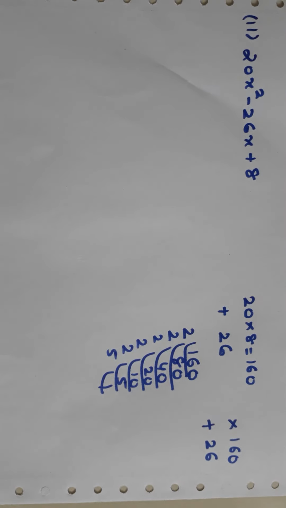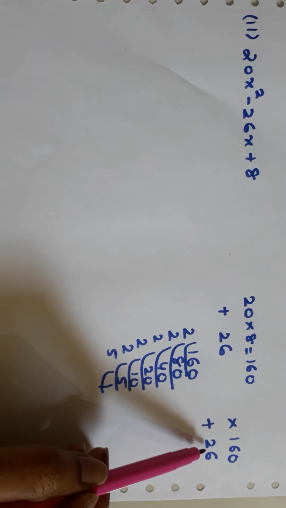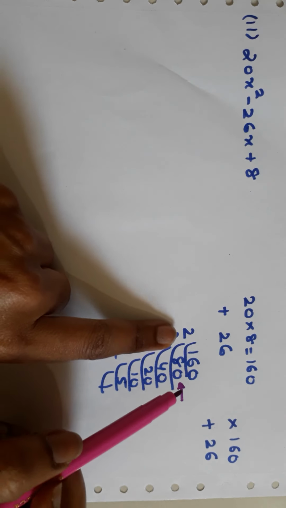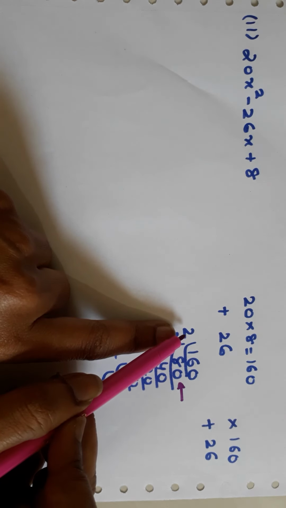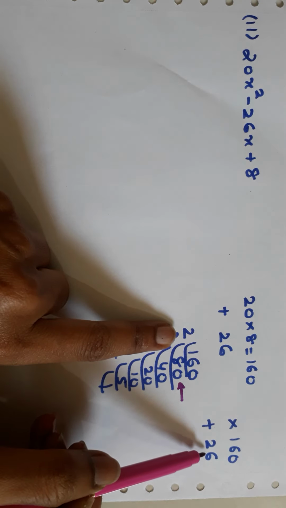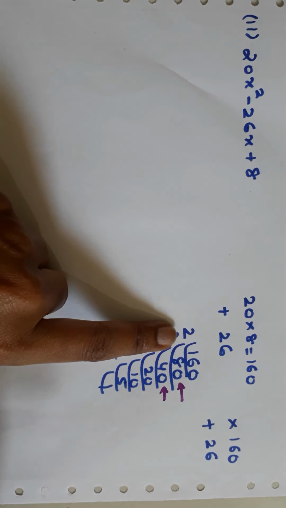So we will find two factors which on multiplication give 160 and which on addition give 26. Start with 80 and 2. 80 into 2 is 160, but 80 plus 2 is 82 and we need 26. So go for the next number, 40.